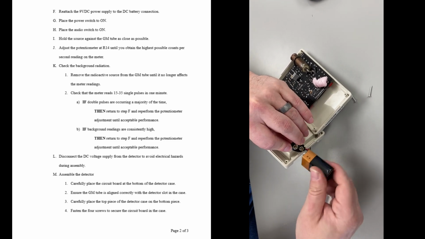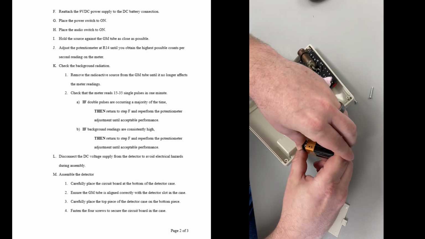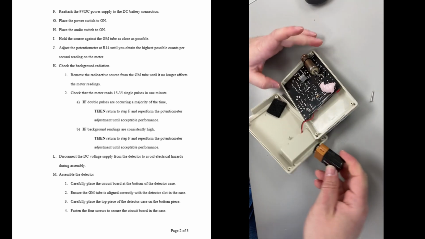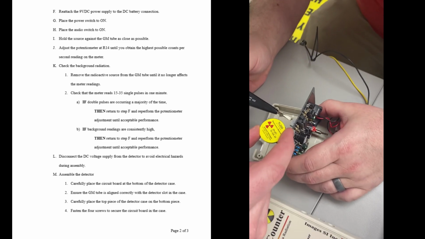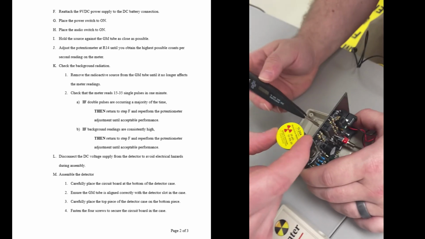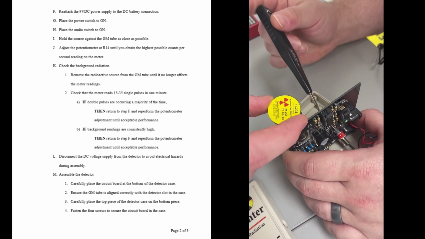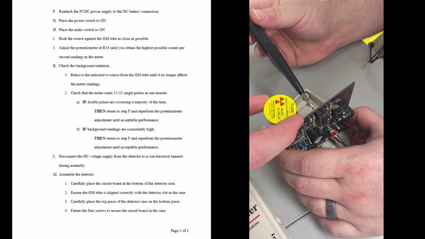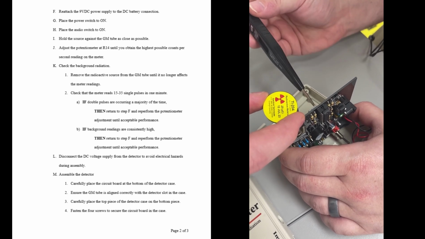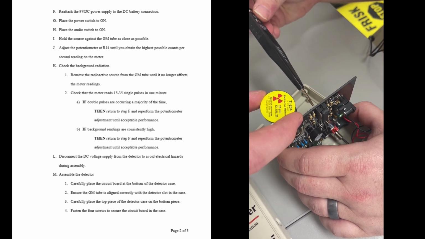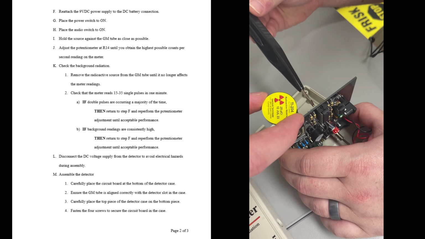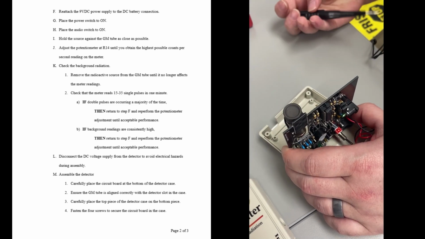Next, we will reattach the 9-volt DC power supply to the DC battery connection, and then we'll place the power switch and the audio switch to on. This next clip is going to be a clip of our actual calibration. So during this, we are holding the source against the GM tube as close as possible. And while doing this, we adjust the potentiometer at R14 until obtaining the highest counts per second reading on the meter. And you can see this in the video, and that reflects in our LED light.